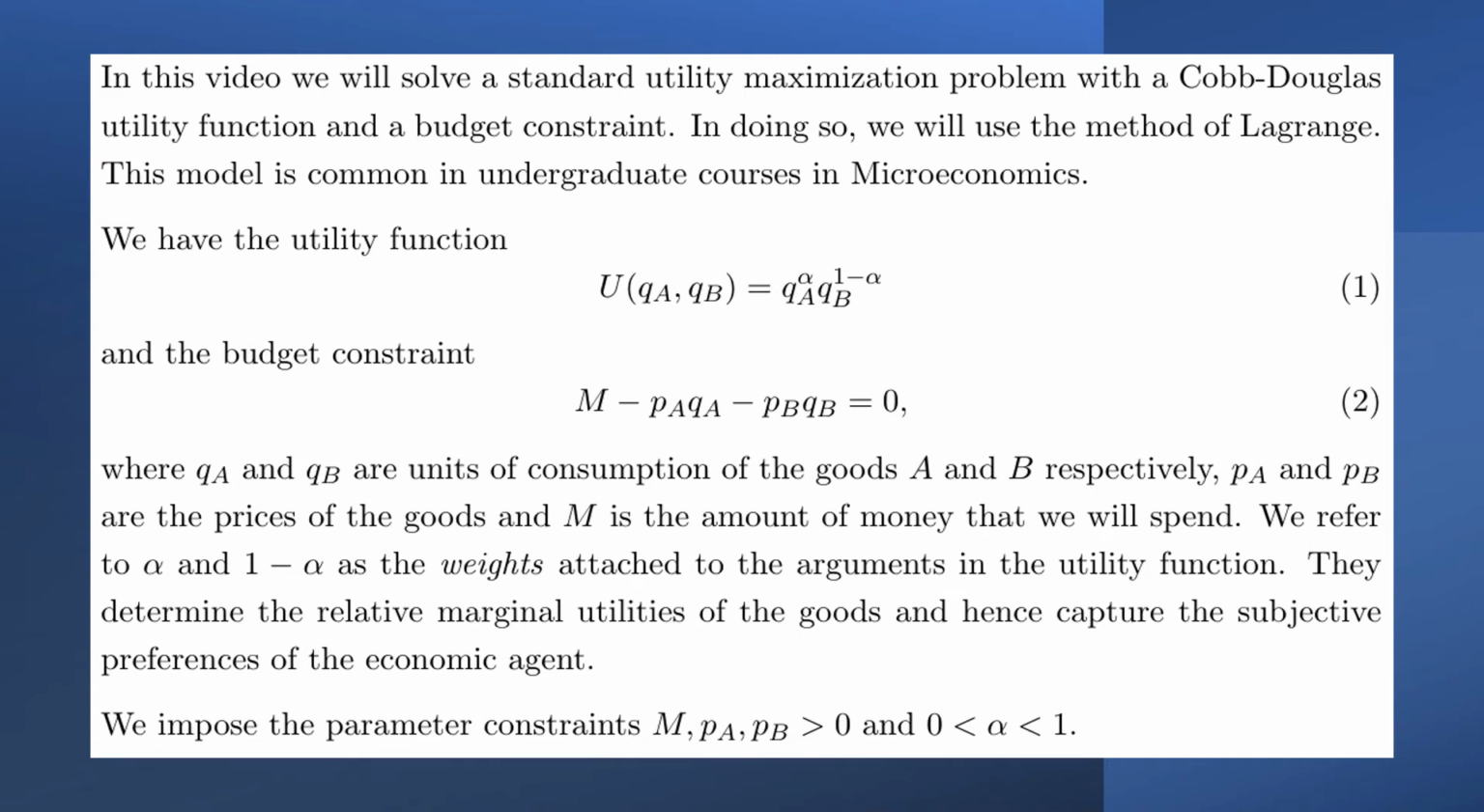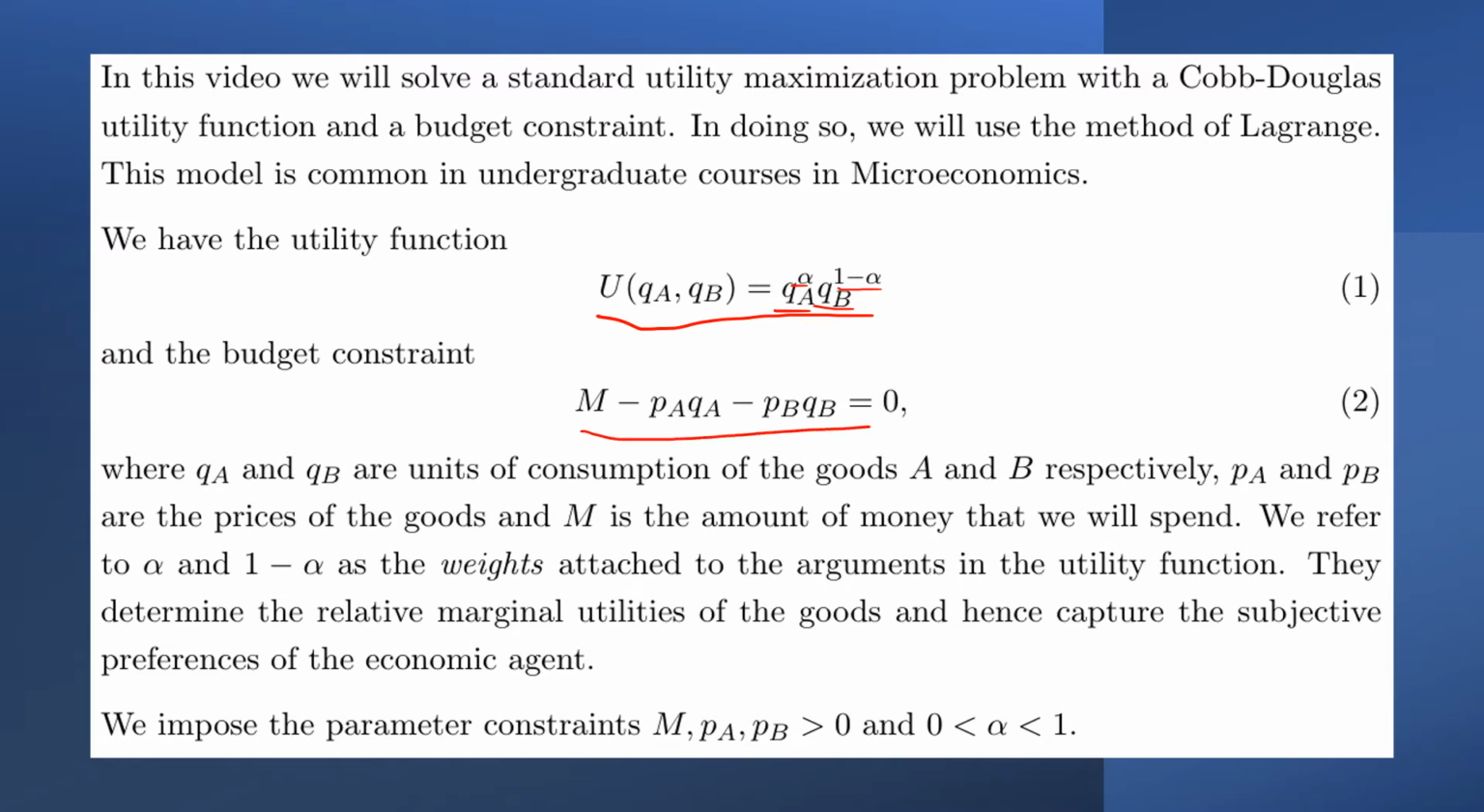Let's look at a standard utility maximization problem with the Cobb-Douglas utility function using the Lagrange method. This is a common model in undergraduate courses in microeconomics. So we have a Cobb-Douglas utility function where QA and QB are the quantities we consume of the goods A and B. The weights alpha and 1 minus alpha determine the marginal utilities of the goods.